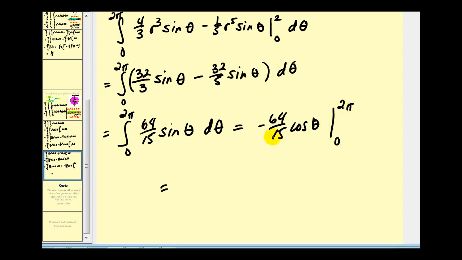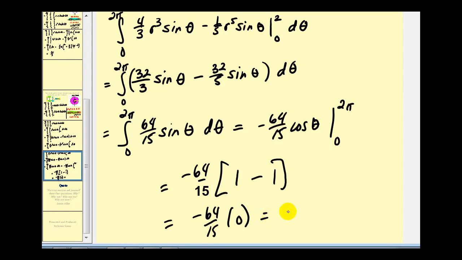Now the result here is going to be a little bit unexpected. We're going to have negative 64/15 and then cosine 2 pi would be equal to 1, and then cosine 0 is also equal to 1. So the result is negative 64/15 times 0, which is equal to 0.